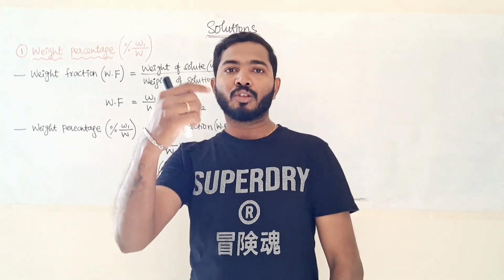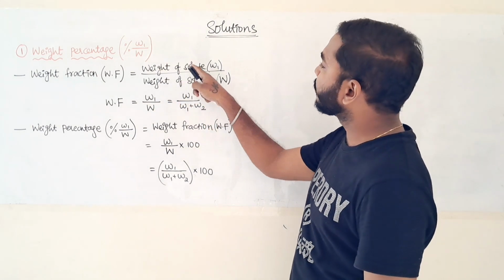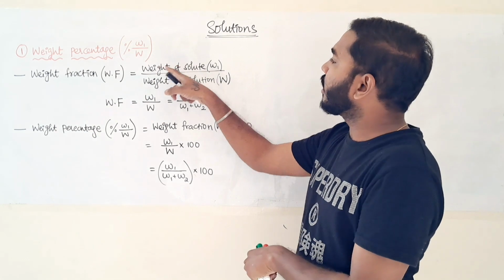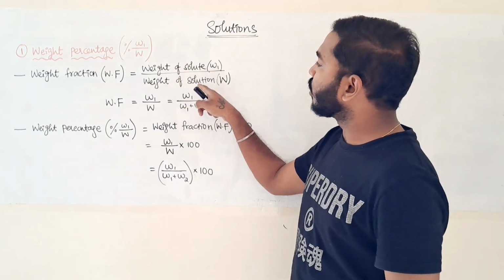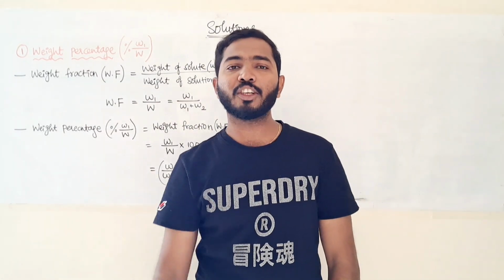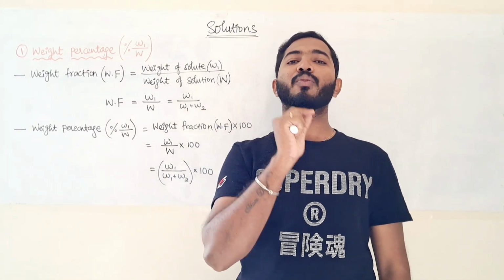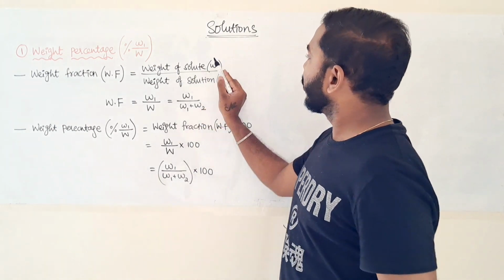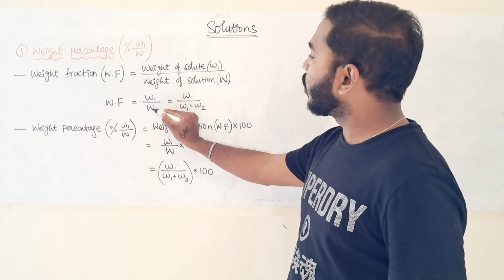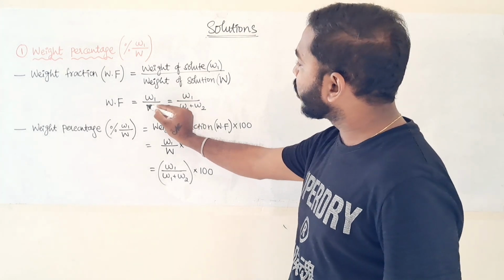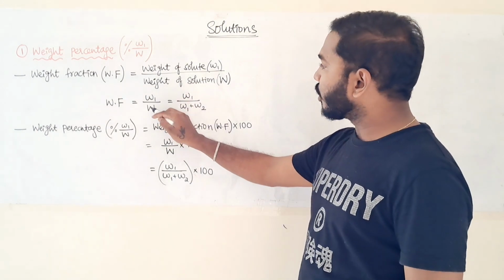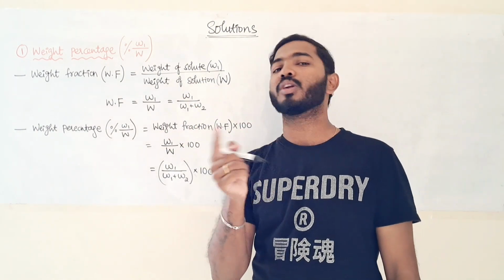What does it mean? We generally denote the weight of solute with small w1, which I gave in that table, and the weight of solution is capital W. So we can define weight fraction as the ratio of the weight of solute to the weight of solution. That expression can be written as weight fraction equals W1 by W, and the weight of solution can be written as W1 plus W2. The weight of solution is the sum of the weight of solute and solvent.